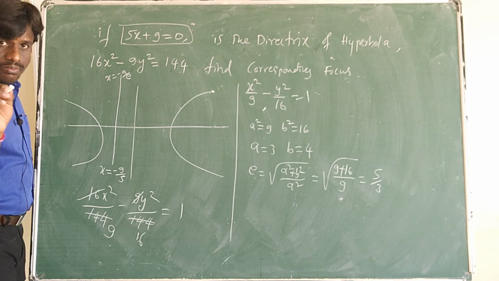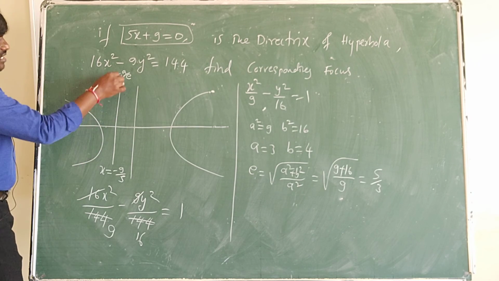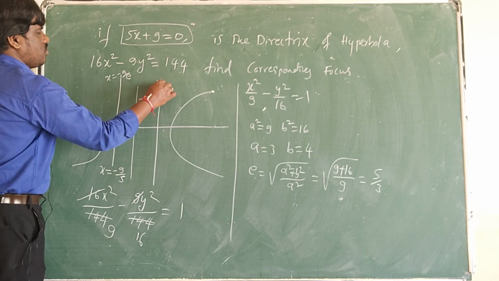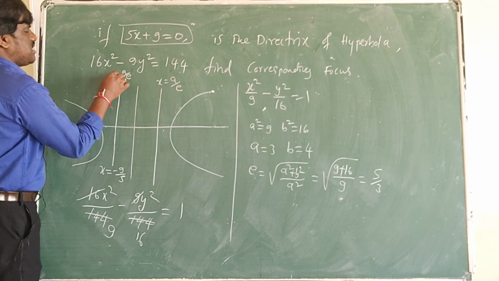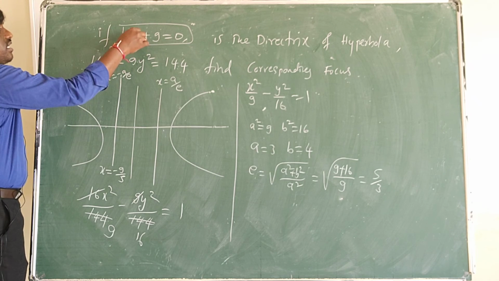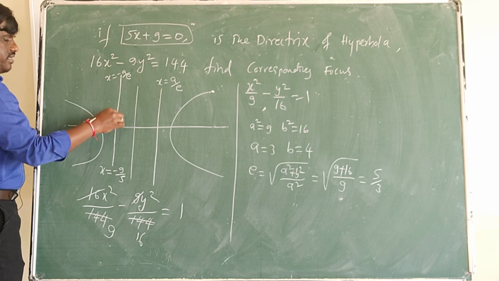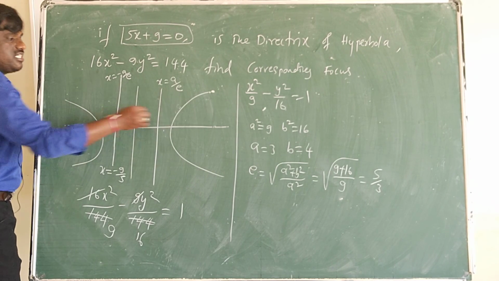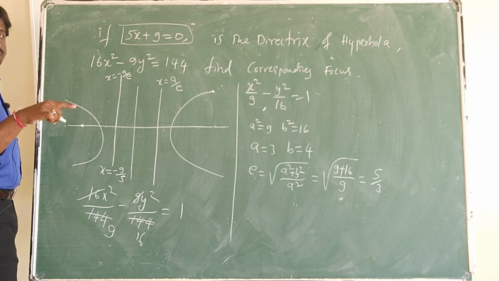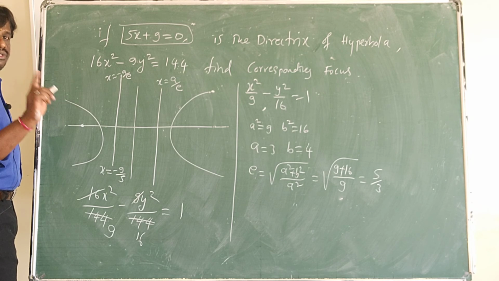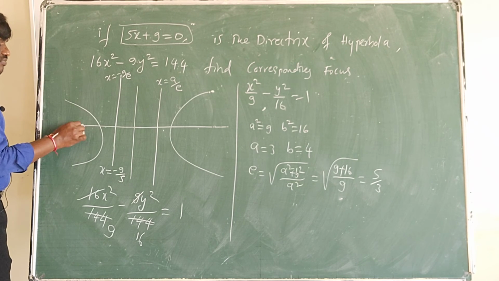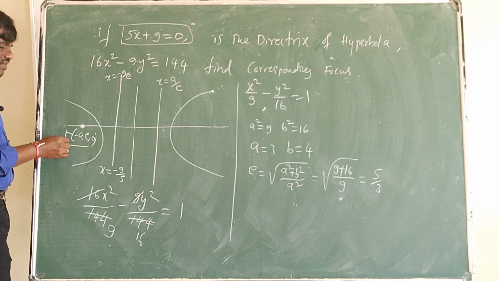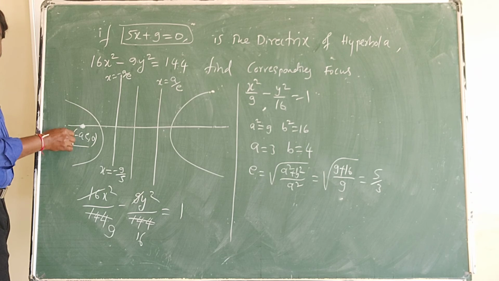See, this is a very important, crucial point. Listen here. There will be two directrices. One is x is equal to plus a by e. One is x is equal to minus a by e. Here it is x is equal to minus 9 by 5. Corresponding focus means this focus. You have to find this focus, not this focus. Both options will be there, and by mistake you may write the wrong one. So this focus means minus AE comma 0, not plus AE. You have to find minus AE.